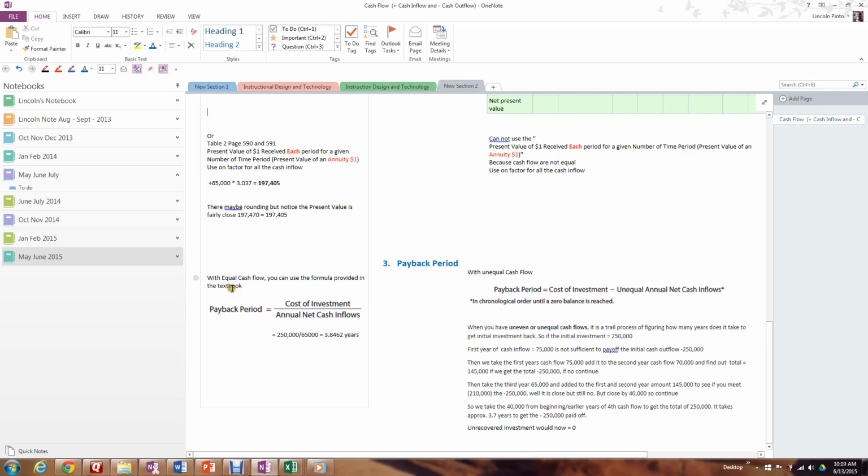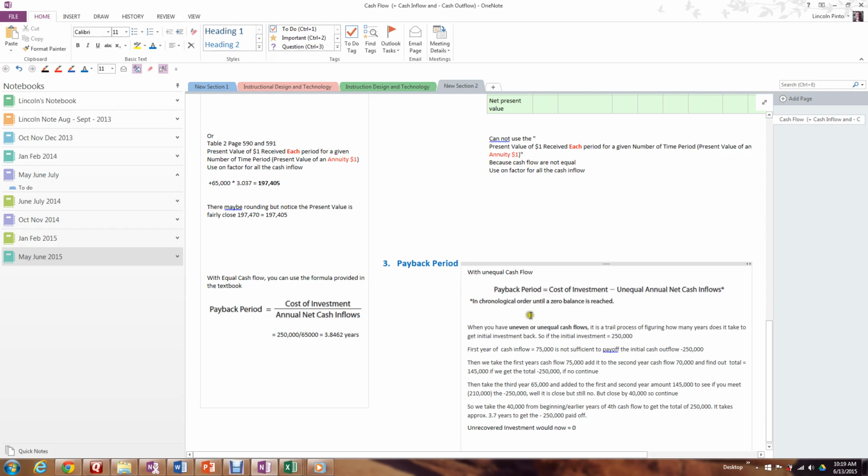Now, with the payback period, you have equal cash flows. If you have equal cash flows, that shouldn't be a problem because you're simply using the formula where you say your initial cash flows divided by your annual net cash inflow. Here, we do not use present value. We do not take out the interest. We simply figure out how many periods it takes to get our money back. So, you take your $250,000 divided by the $65,000 that you're going to get each year, and it takes about 3.8 years to get the money back.